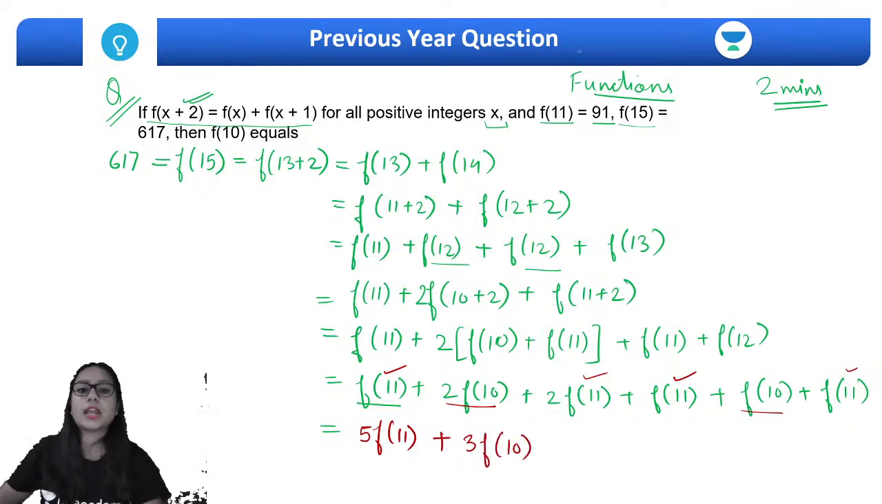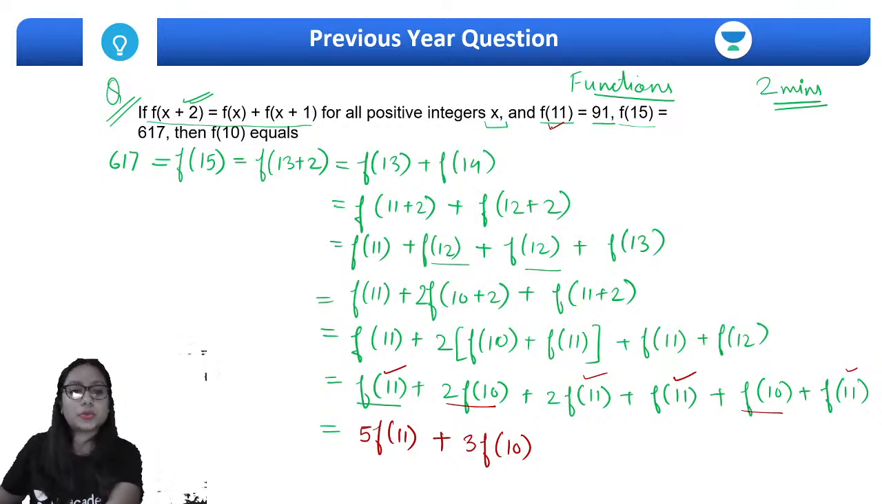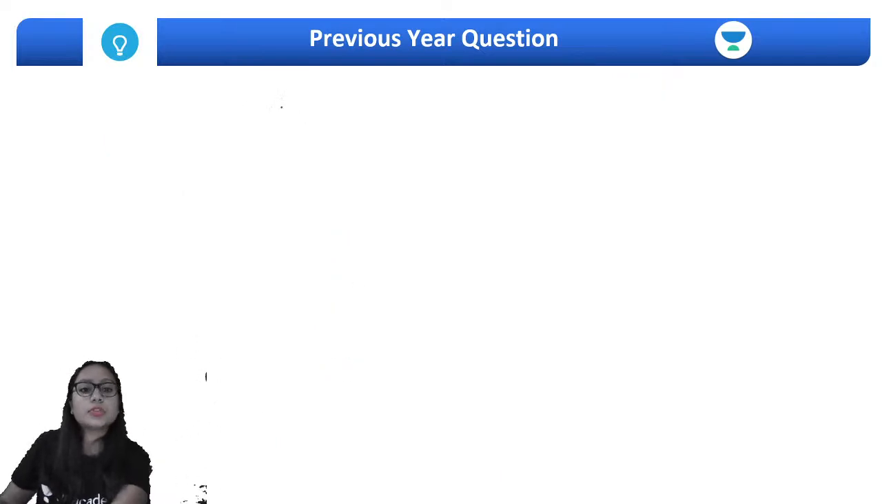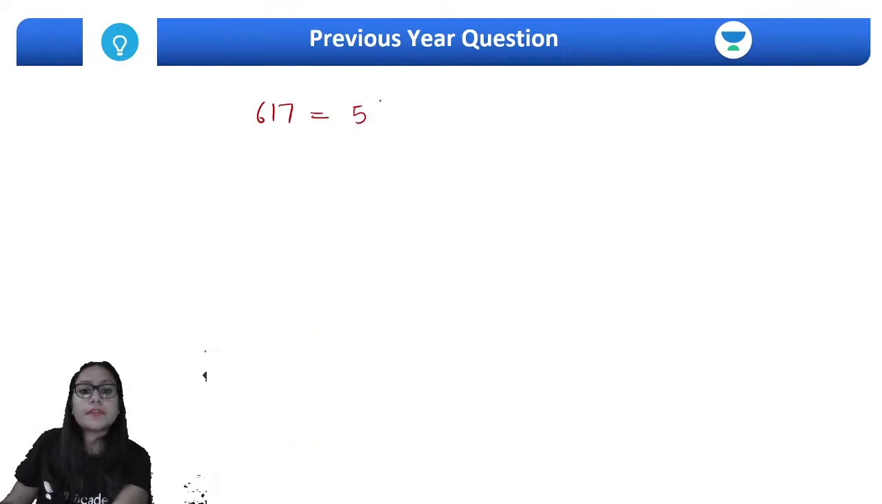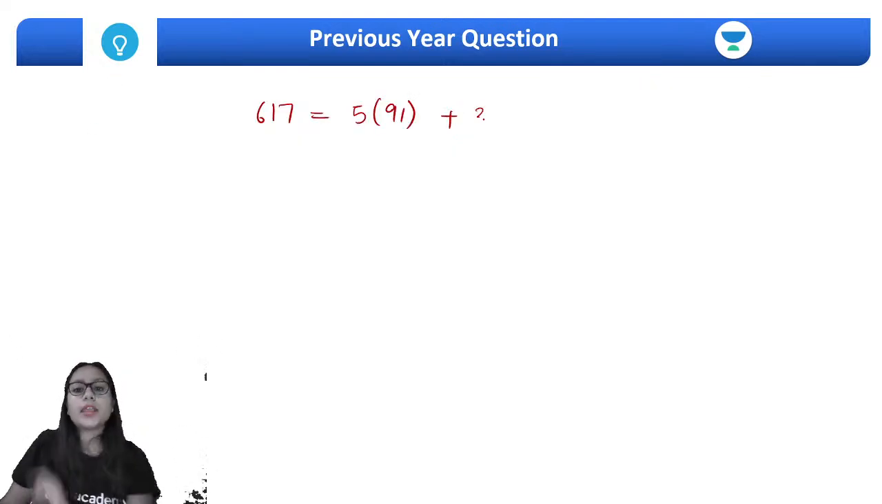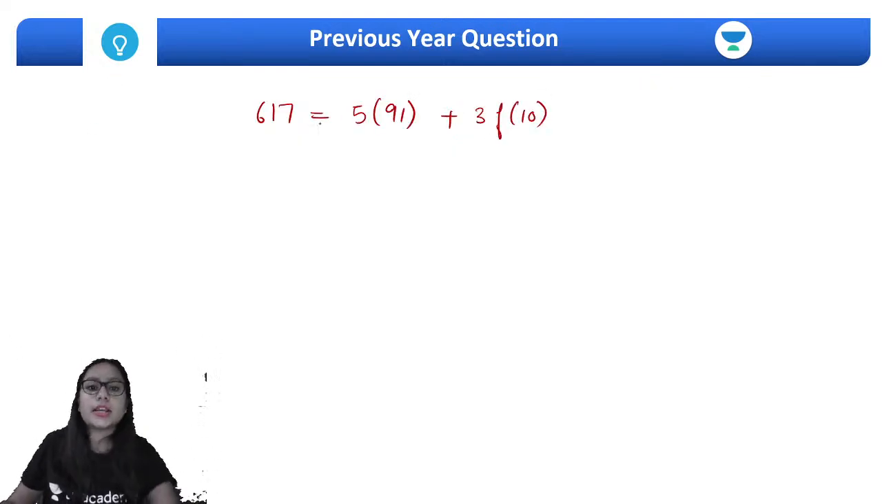Now from the question I have the value of f of 11 given to me, so I am going to substitute that, and this is equal to 617. So let us do this. I have 617 is equal to 5 into 91 plus 3 into f of 10. Alright, so let us simplify this.